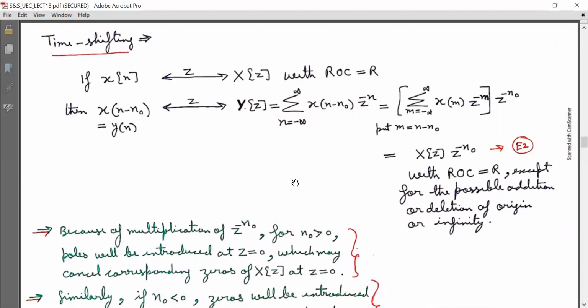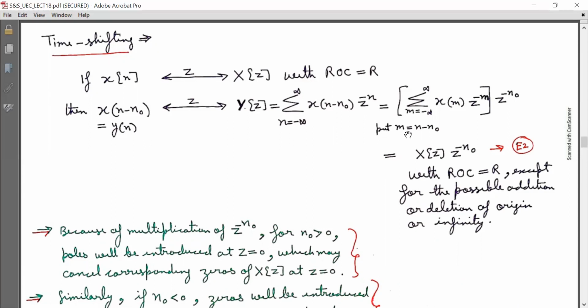Now the time shifting property. If x[n] is a sequence and its z transform is X(z) with ROC capital R. Now if I am having a delayed replica of x[n], that is y[n] is equal to x[n minus n naught], then its z transform Y(z) is equal to summation n running from minus infinity to infinity x[n minus n naught] into z raised to minus n.